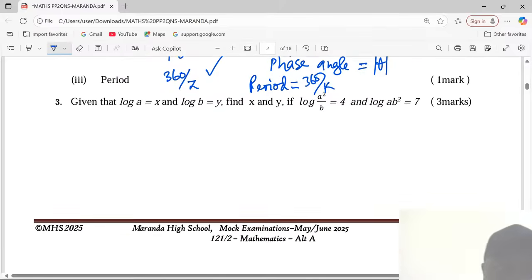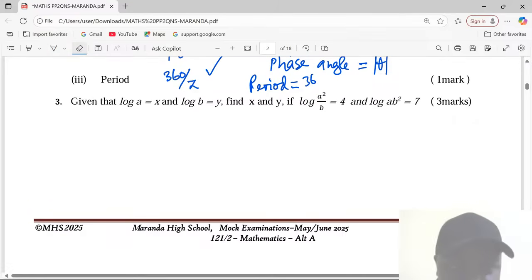Let's check number 3. A very good question. Number 3, given that the log of a equals x and the log of b equals y, find x and y if the logarithm of a squared over b equals 4 and the log of ab squared equals 7. So let's apply some laws of logarithms in this particular question so that you may find the values of x and y.